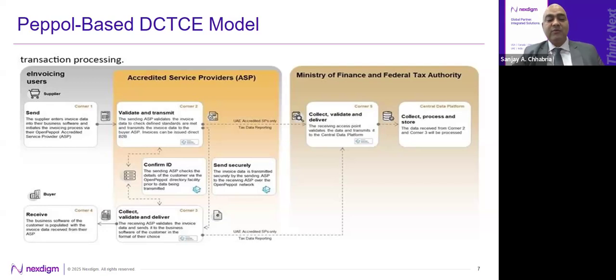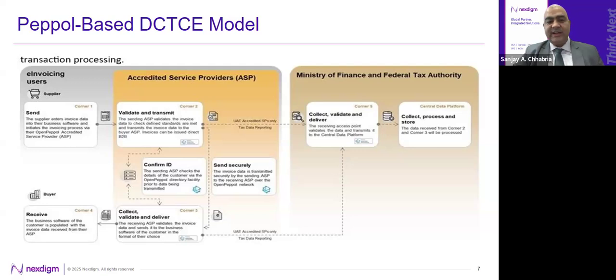The data from your ERP would get generated and go directly into the ASP. How will this happen? It could go through APIs, it could be SFTP or any other modes through which this data can be transmitted.